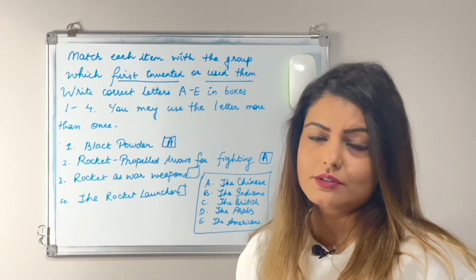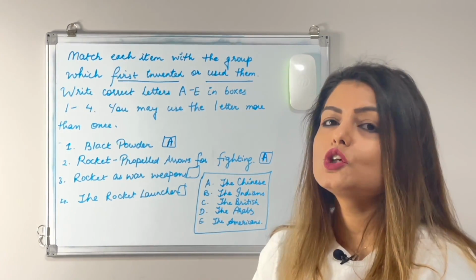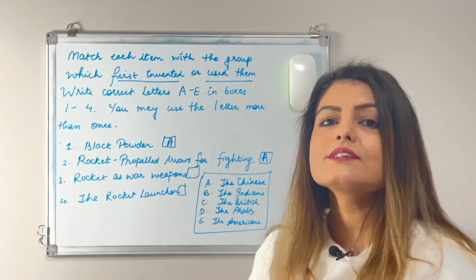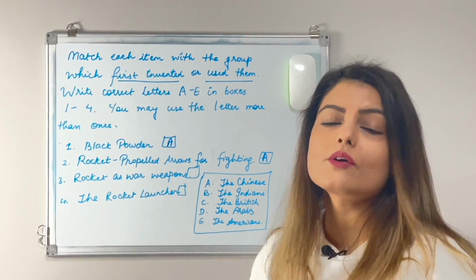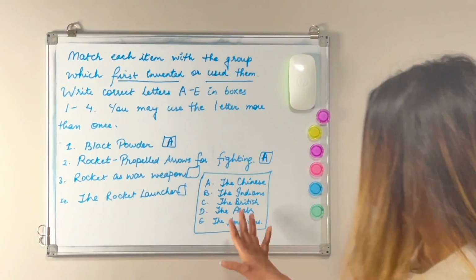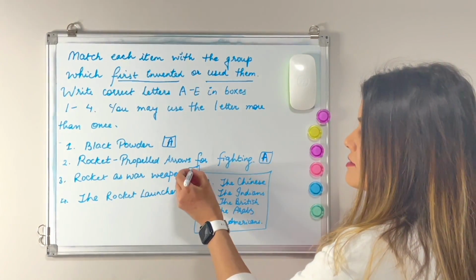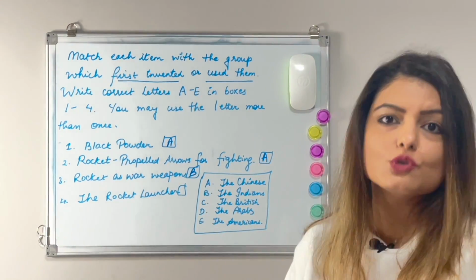for the Europeans. So if you continue reading the second paragraph, in the 5th line you will see that the incentive of using rocket as war weapons came from India. So in this case, we do have the Indians as one of the options. So the correct answer in this case would be the Indians, which is B.